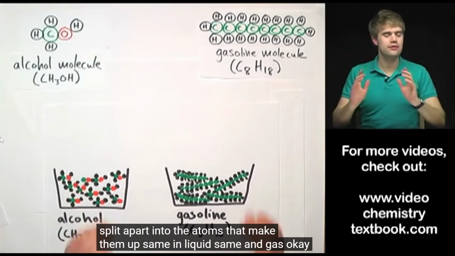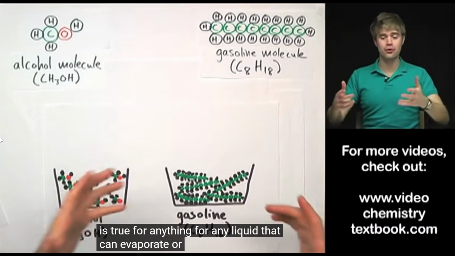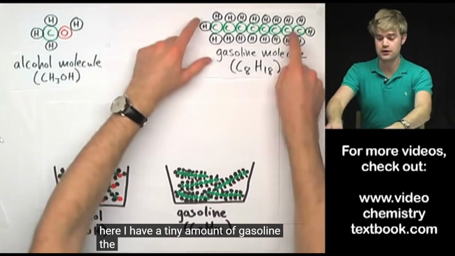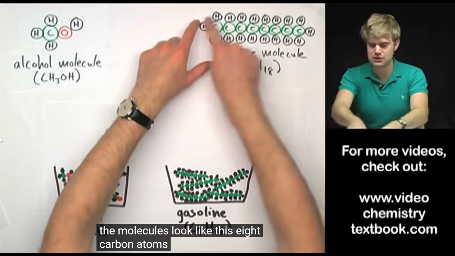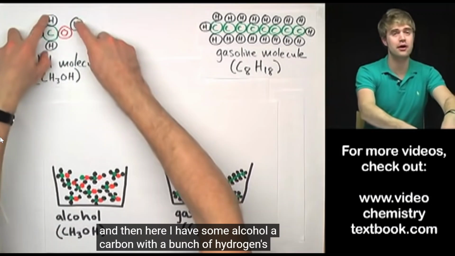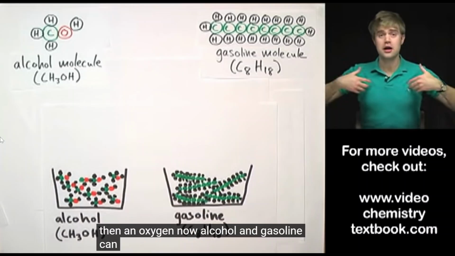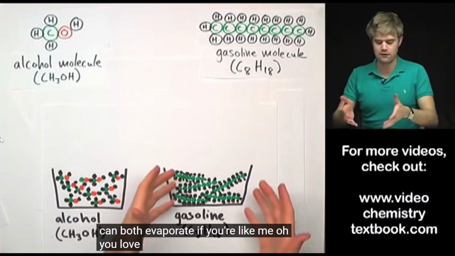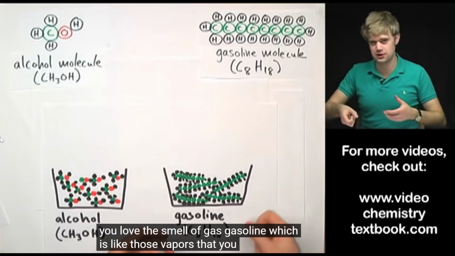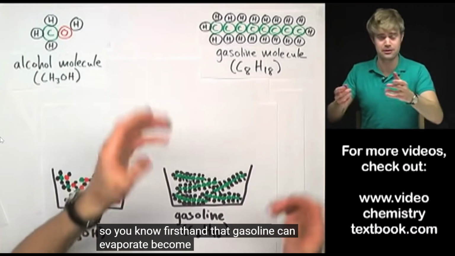Okay, now this isn't just true for water. This is true for any liquid that can evaporate or boil to become a gas. So here I have a tiny amount of gasoline. The molecules look like this: 8 carbon atoms surrounded by 18 hydrogens, and then here I have some alcohol, a carbon with a bunch of hydrogens, and then an oxygen. Now, alcohol and gasoline can both evaporate. If you're like me, you love the smell of gasoline, like those vapors you get when you're filling up your car. So you know firsthand that gasoline can evaporate, become a gas.